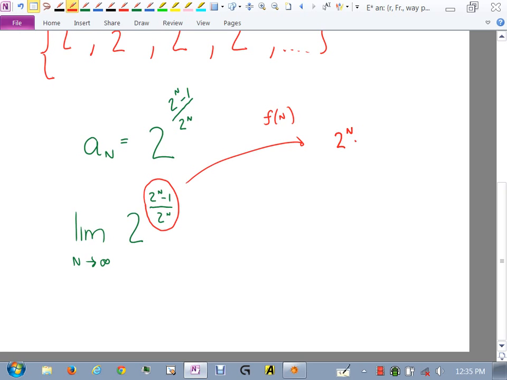2 to the n times natural log 2 over the derivative of the bottom, which is exactly the same thing: 2 to the n natural log 2. That's your derivative of top and bottom. That's 1, right? So this is going to 2 to the 1, which is 2. So this is converging to 2. That's weird, huh?